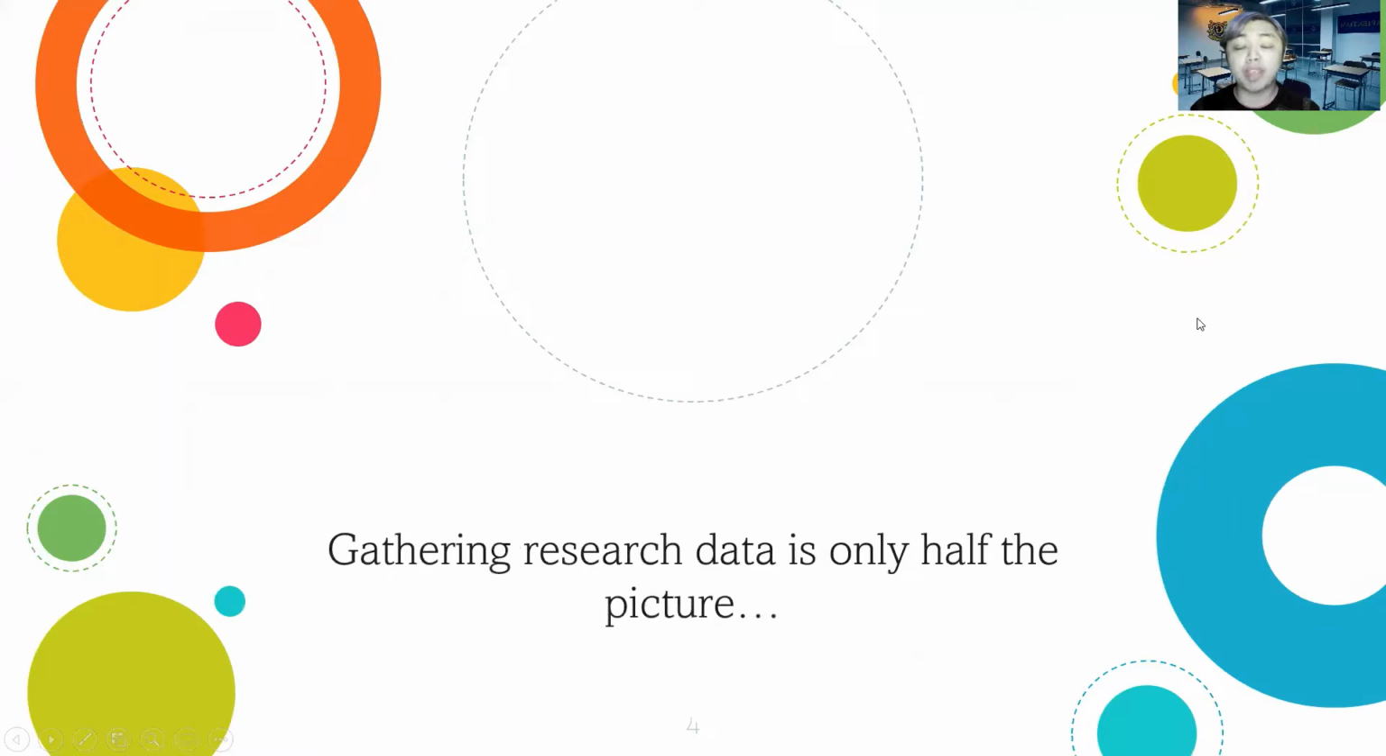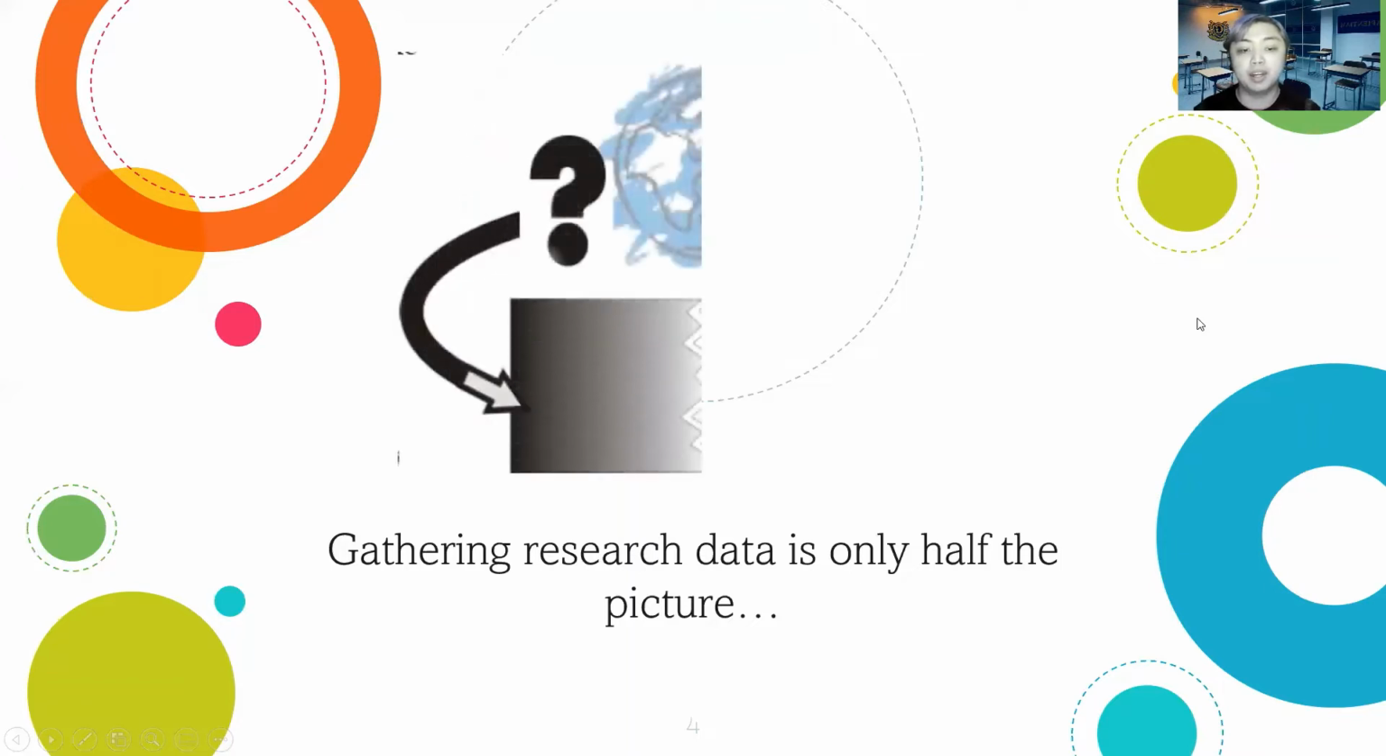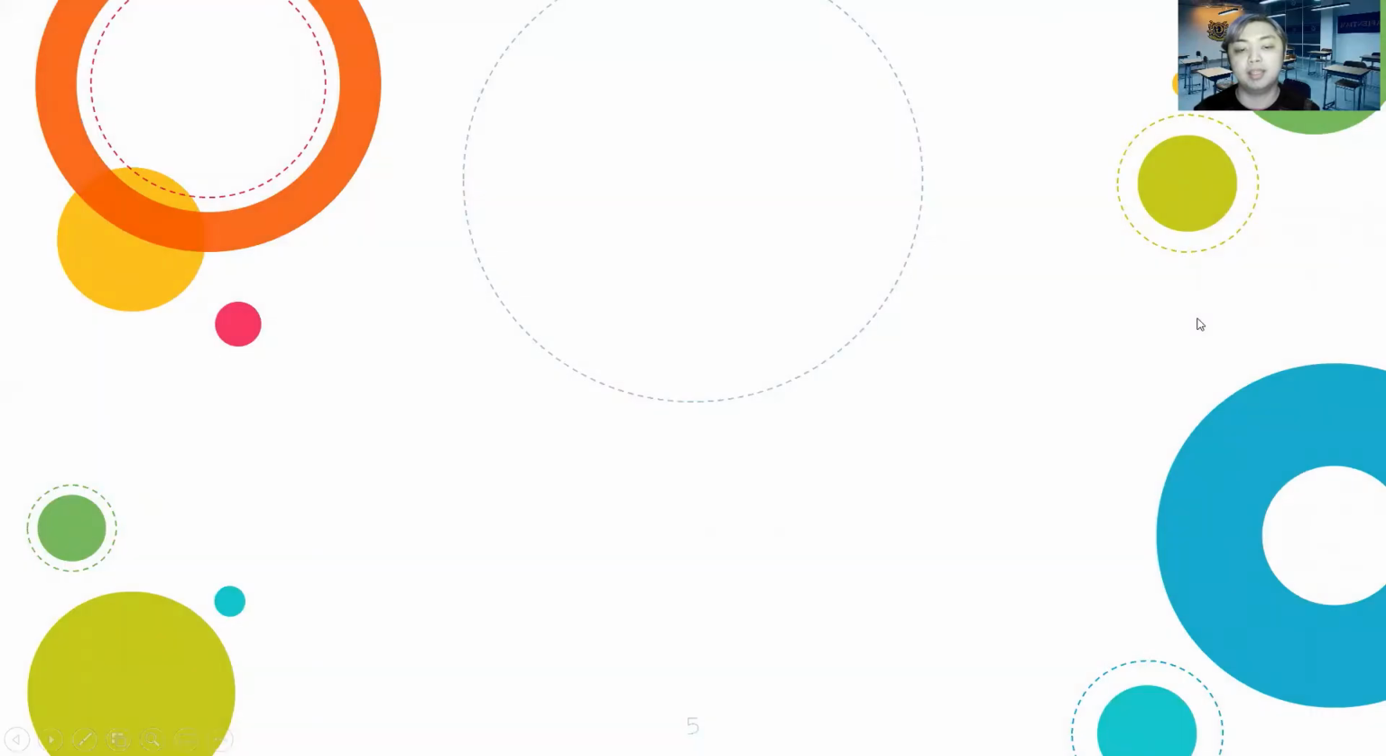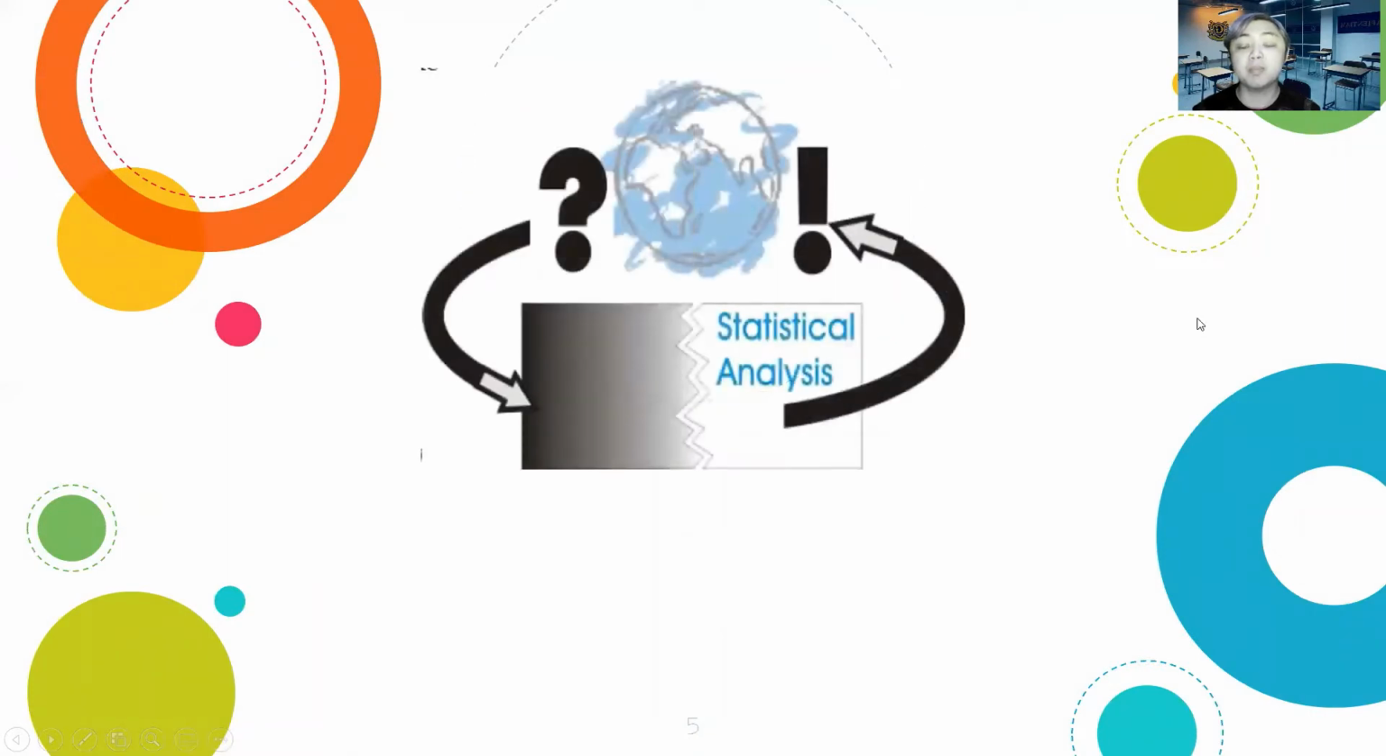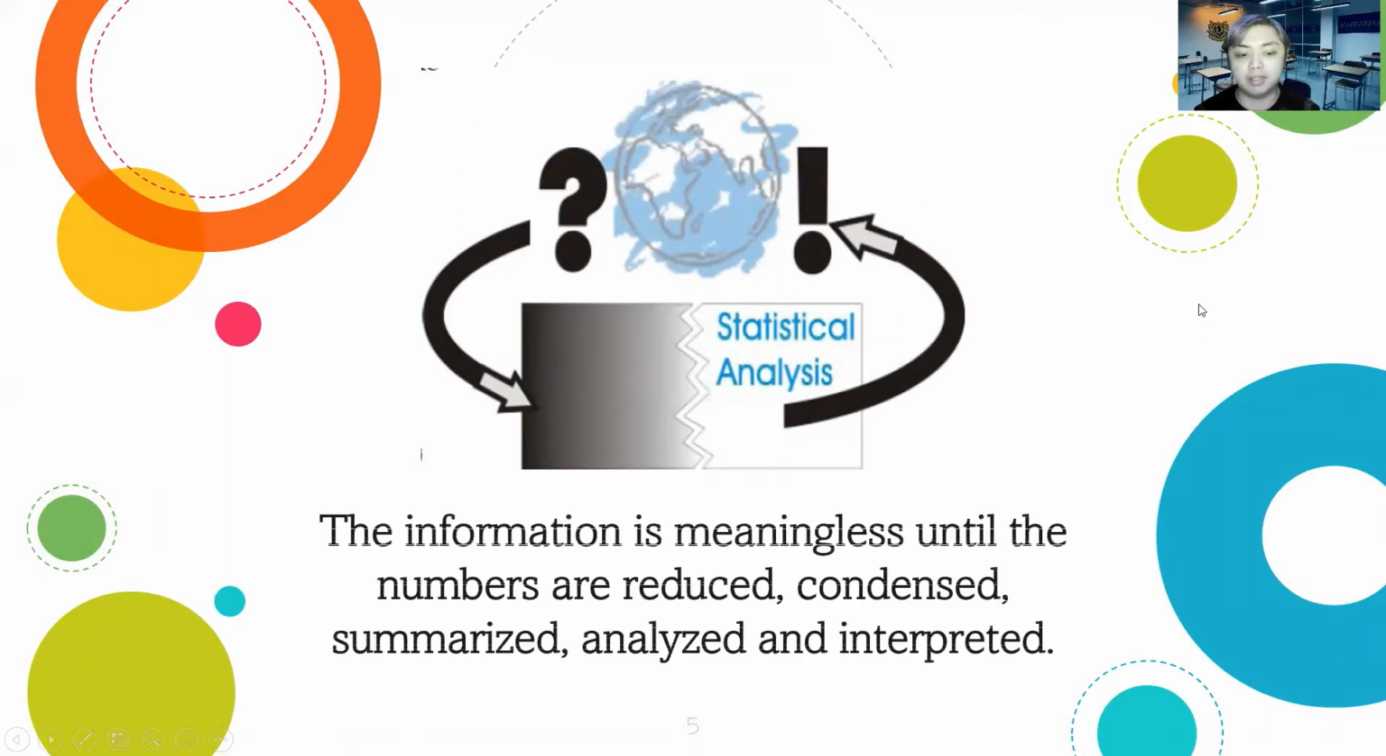Data collection is only half of the picture when it comes to results and discussion. Definitely, you need to gather data through several means like experimentation, survey, observation, and the likes. However, the data gathering does not end there. It's only just half of the picture. All right, what should happen next? There must be the analysis of those data that you gather. The information is meaningless until the numbers are reduced, condensed, summarized, analyzed, and interpreted.